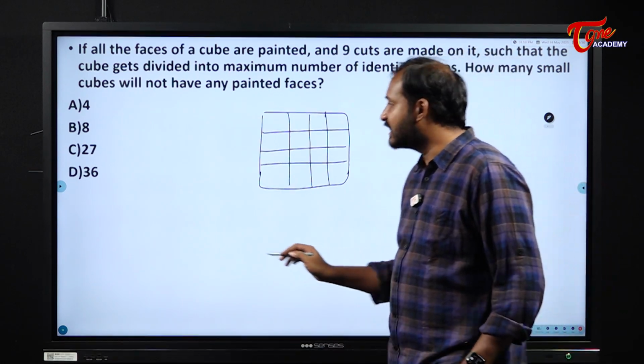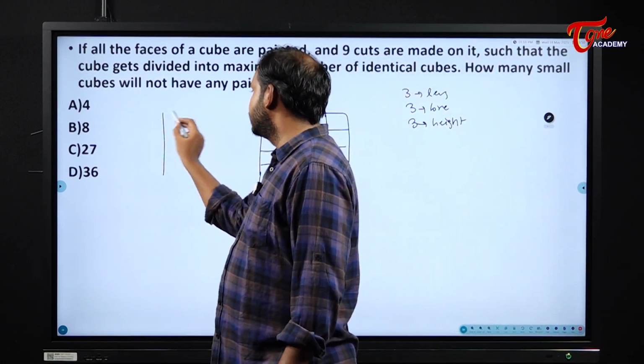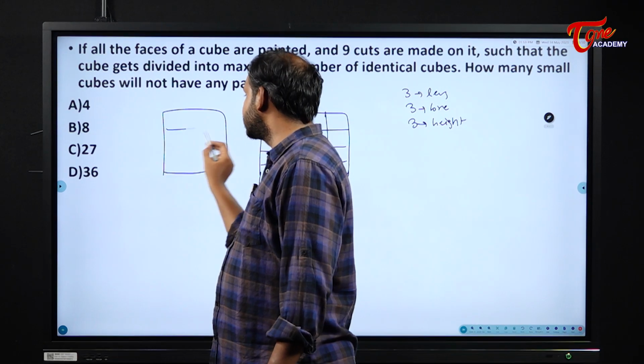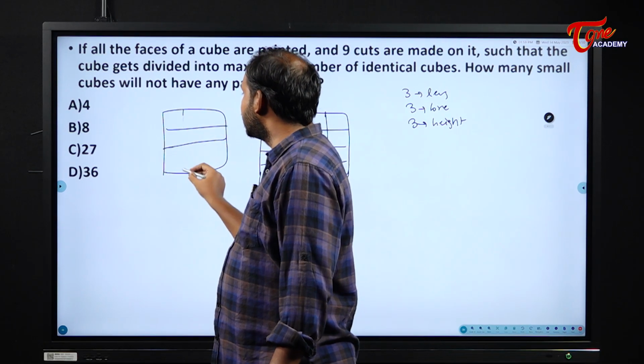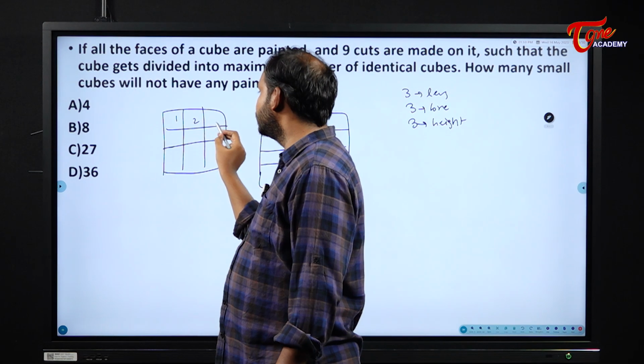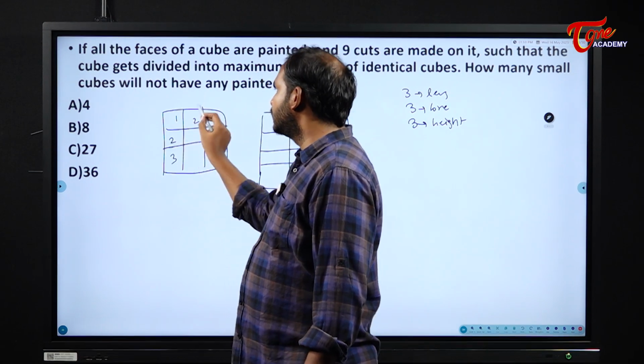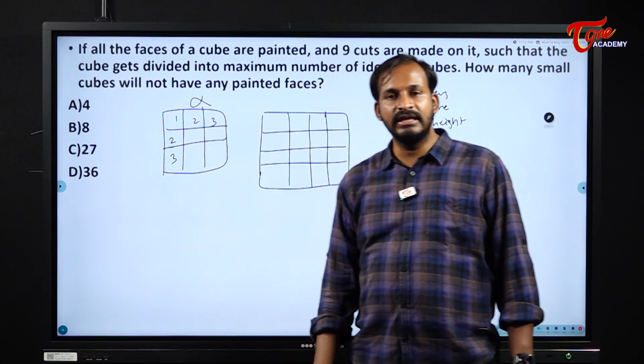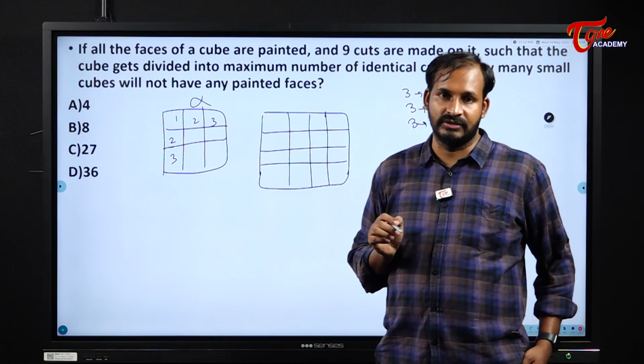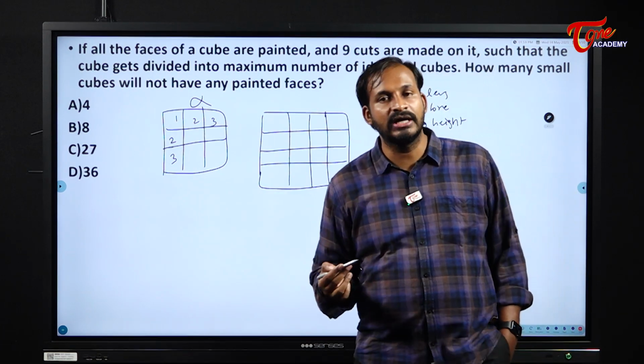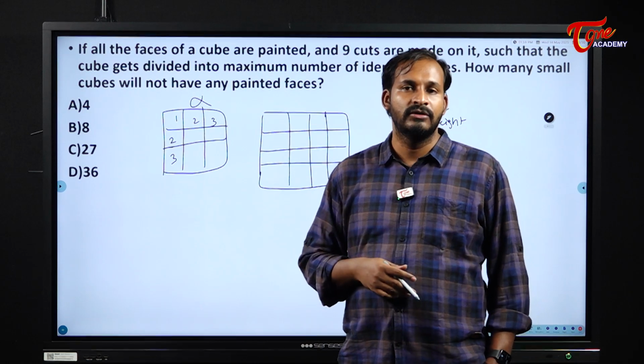Why? Because there is a chance that you may write like this. Only 3 cuts, so you will write 1, 2, 3, 1, 2, 3. This is wrong. When you make 3 cuts, it will be divided into 4 portions, students. When you make 2 cuts, then it will be divided into 3 portions.